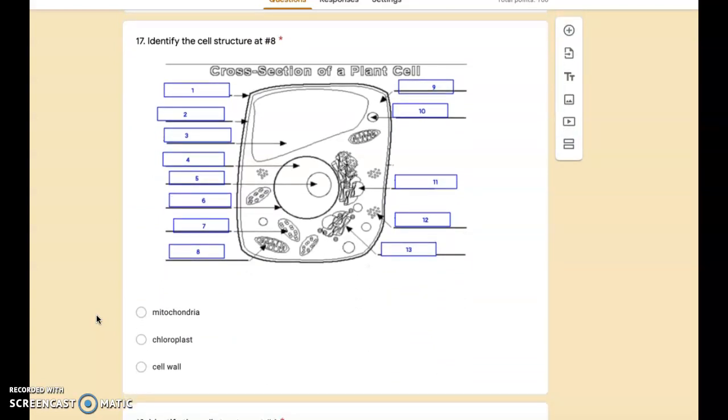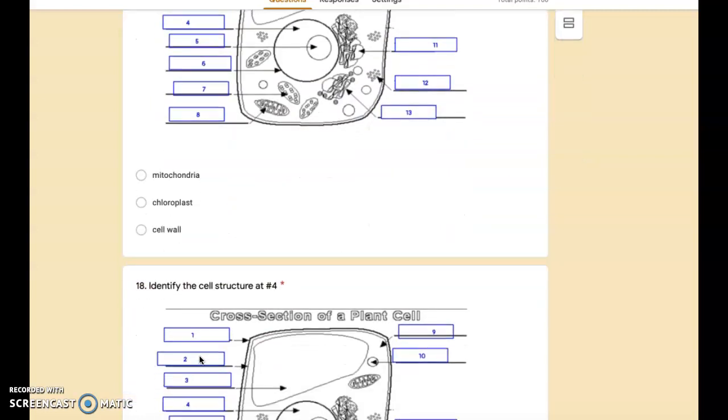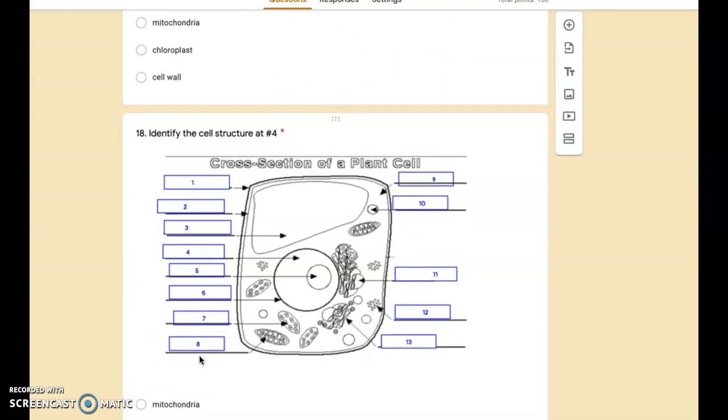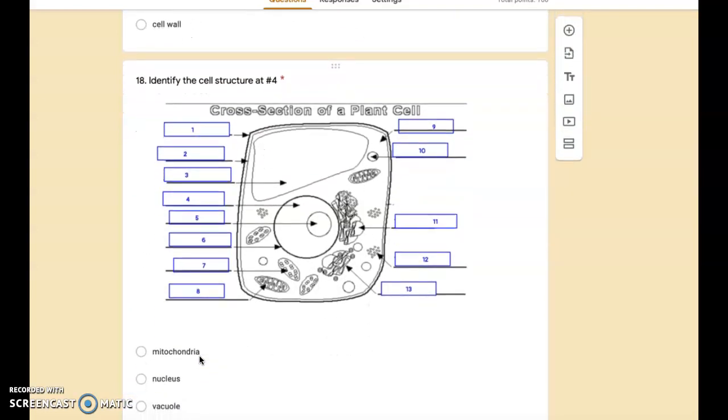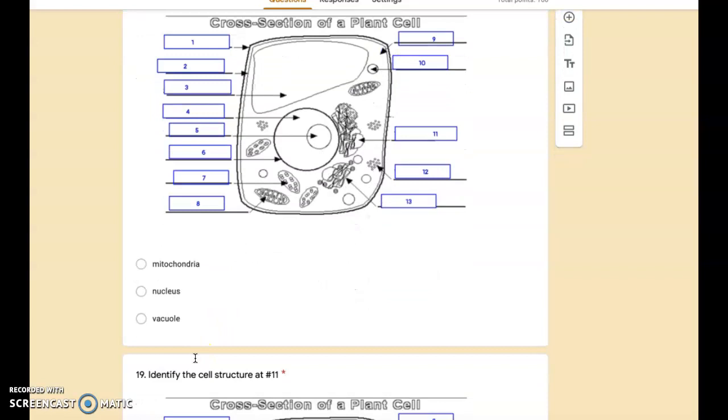Number 17, identify the cell structure at number 8. So number 8 is the bottom left over here. It's the hot dog with mustard. Is that the mitochondria, the chloroplast, or the cell wall? Number 18, identify the cell structure at number 4. So it's this circle in the middle of the cell. Is it the mitochondria, the nucleus, or the vacuole?